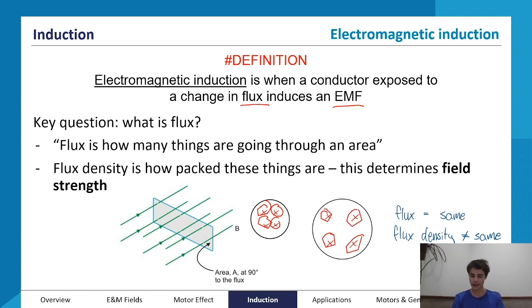4 magnetic field lines. However, there is a key distinction between the two: in one of them, all of the field lines are nice and packed tightly together, whereas in the other, the field lines are really quite spread apart.